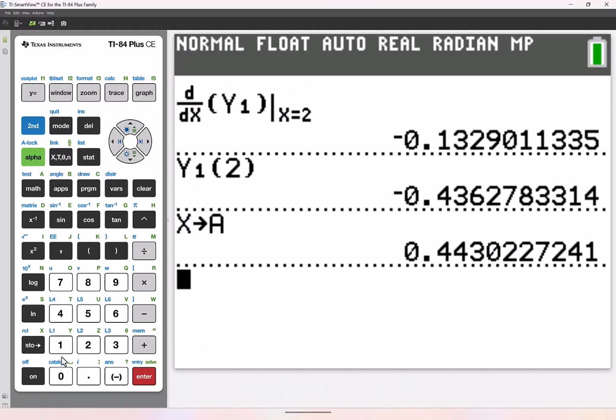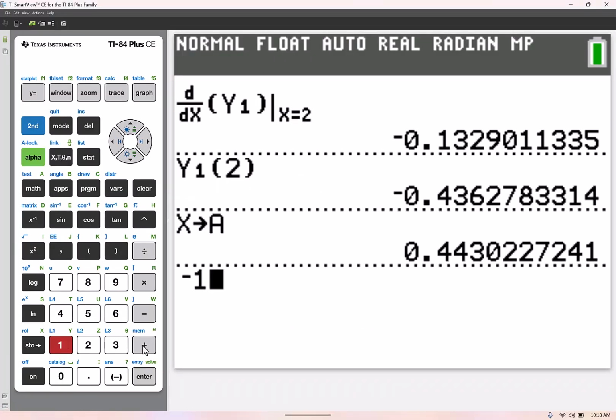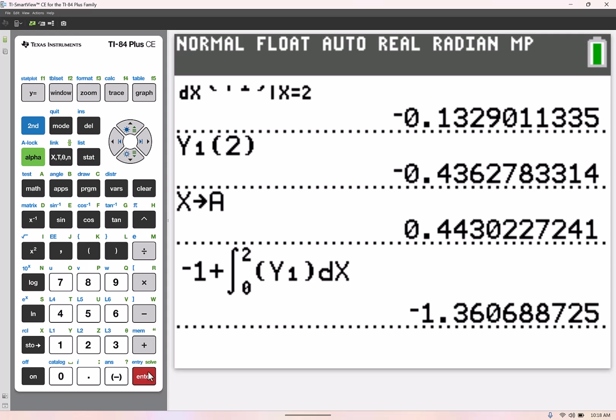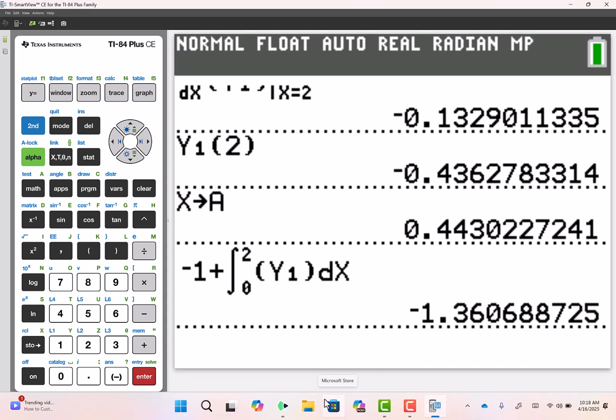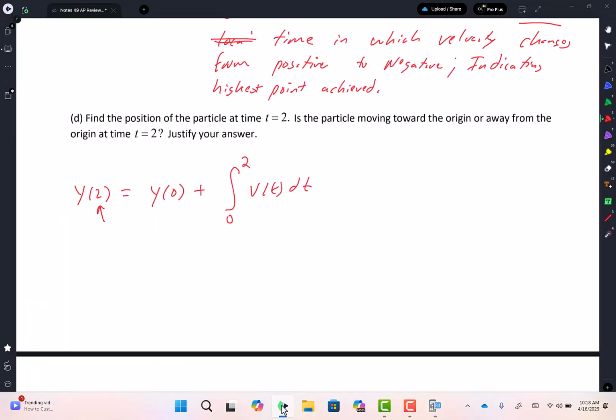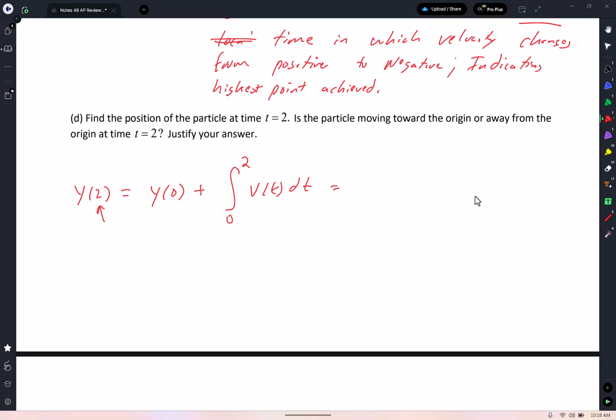I'm going to go -1, because that's what y of 0 was, plus math 9 from 0 to 2. Then I type in alpha trace, my velocity, which is at y1, put x and enter. So negative 1.360 or 361. Okay, so there it is.